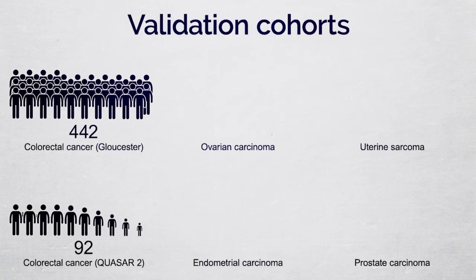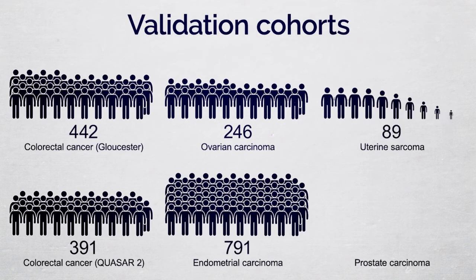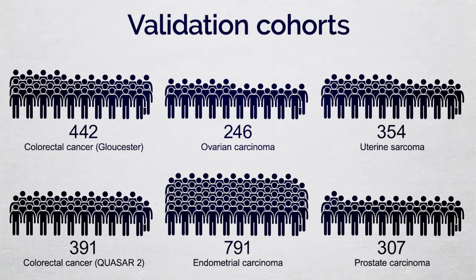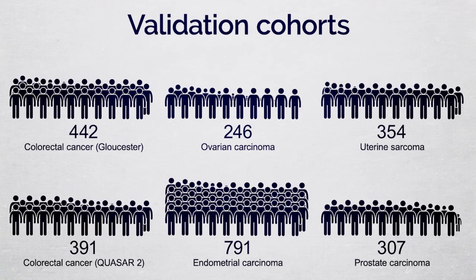To evaluate the prognostic value of chromatin heterogeneity, we validated nucleotyping in 2 independent cohorts of patients with colorectal cancer, which were mainly from the UK, as well as 2 cohorts of patients with gynecological carcinoma, a cohort of patients with uterine sarcoma, and a cohort of patients with prostate cancer.